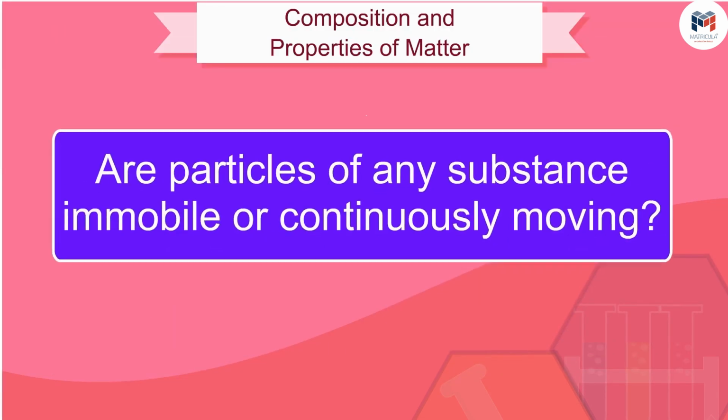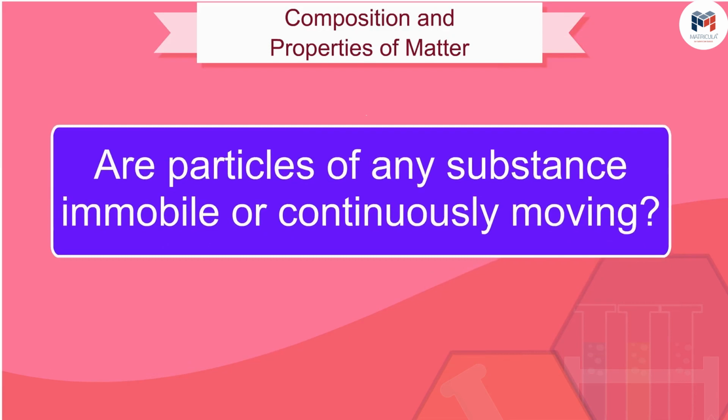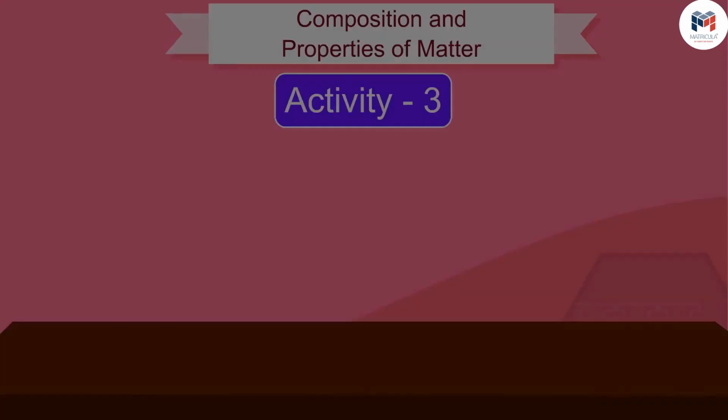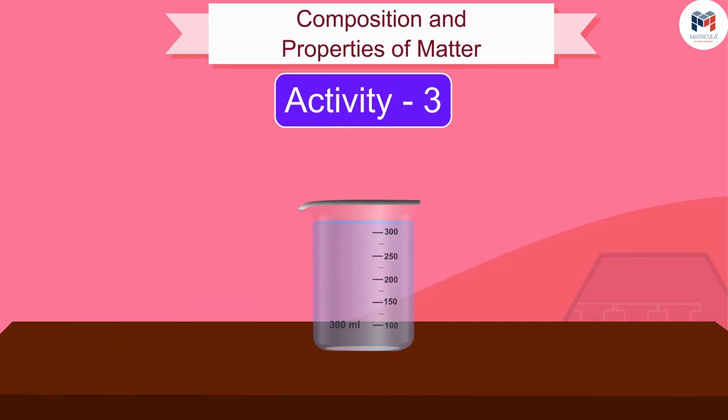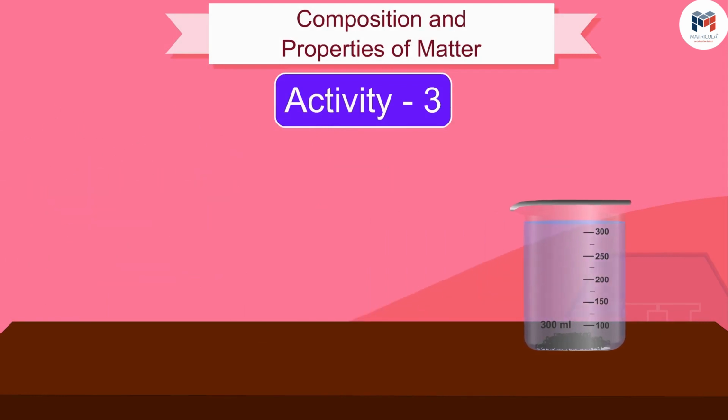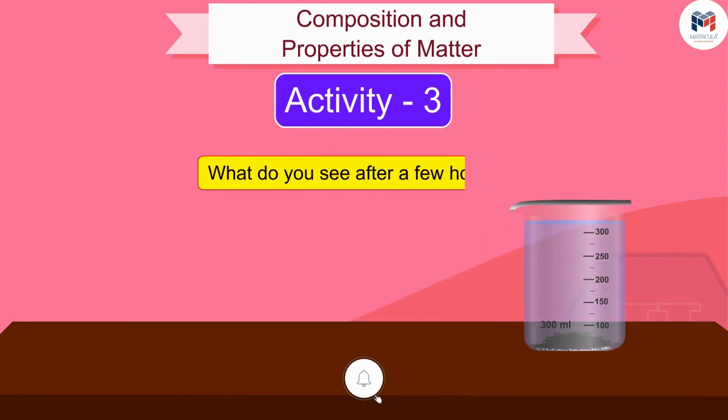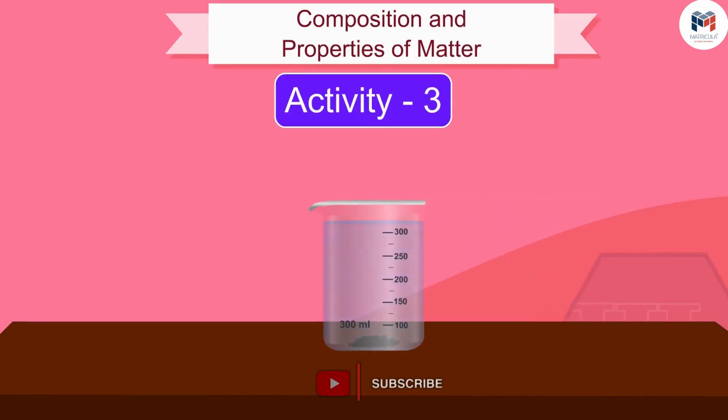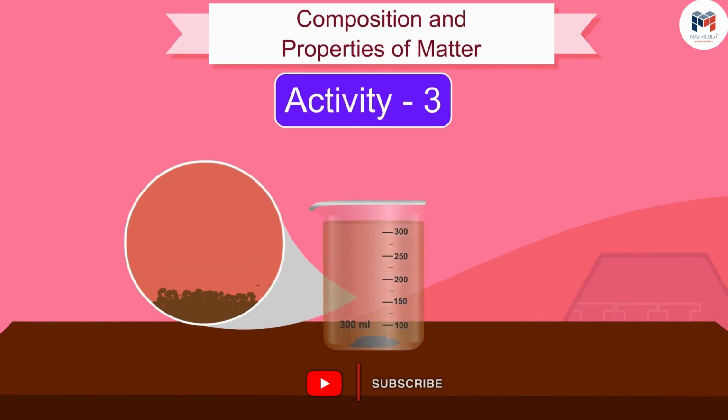Friends, are particles of any substance immobile or continuously moving? Let us find the answer through an activity. Take a beaker filled with water. Put 2 spoons of tea leaves in this beaker and keep it aside. What do you see after a few hours? We can see that the color of water is changing after some time.